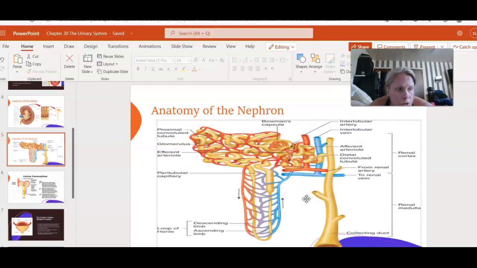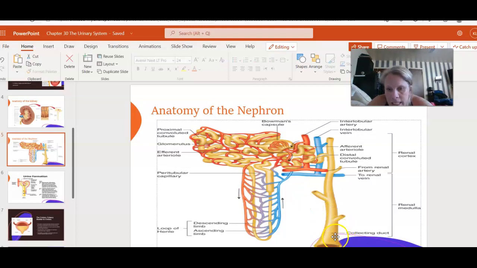The blood flows through the nephron in the following pathway. It starts at the afferent arteriole, through the glomerulus, through the efferent arteriole, then the peritubular capillaries, and then the veins of the kidney. So take a little bit to look at the image here and get yourself familiarized with the different parts of the nephrons.